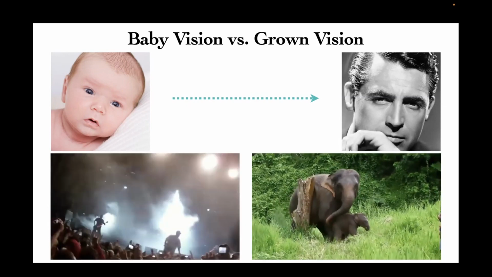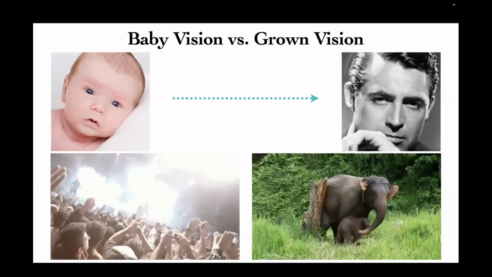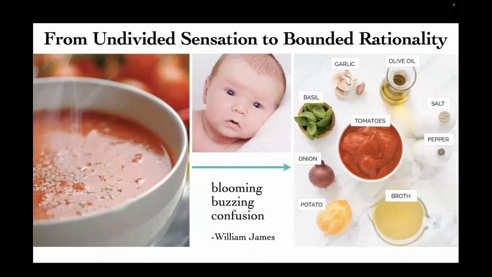A lot of light is flickering, and what should the baby be focusing on? I try to visualize this in my mental imagery. I liken this to figuring out a boiling hot soup. Everything is hodgepodge. And this is what William James, the father of psychology, named blooming, buzzing confusion. So many possibilities, yet so much confusion. And the baby needs to figure out this soup, where there are isolated ingredients in them. How can we go from this undivided sensation to this bounded rationality? How do we make sense of the visual data?